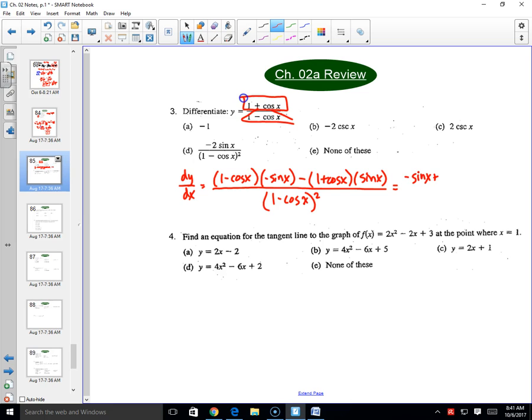Not as hard as we thought. When you derive 1 plus cosine, why is it not exactly...? So the derivative of 1 is 0, the derivative of cosine is negative sine. So 0 minus sine.